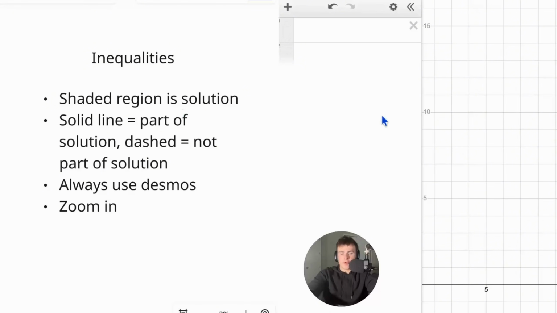Make sure you zoom in, verify your answer. Do not get the question wrong because you're trying to speed run the test. Speed running is bad. Verify your answers, get the question right.